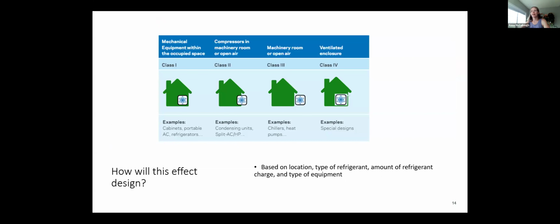There are additional classifications based on where the system is located. So if your system is completely located within your space, think about a water source heat pump. You have it located in a closet in a residential unit. That water source heat pump has refrigerant in the system. And so that system would be class 1, the mechanical equipment is within the occupied space.